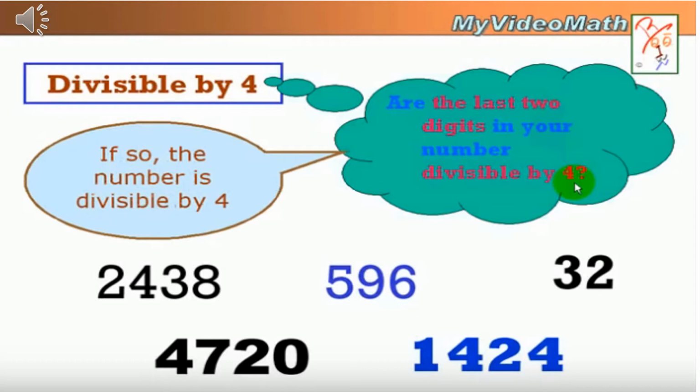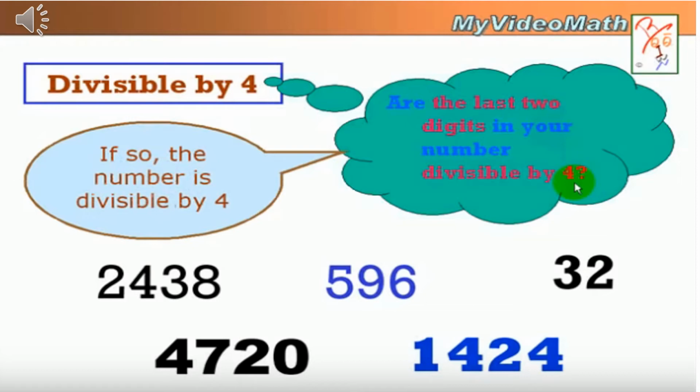Let's grab the second number, 1,424. I'm just going to grab the last two digits, which are 24. Is 24 a multiple of 4? Yes, it is. That's why 1,424 is divisible by 4. Let's do one more. Let's grab 4,720. You're going to grab the last two digits and it's going to be 20. Is 20 a multiple of 4? Yes, it is, because 4 times 5 is 20. Or if I divide 20 by 4, at the end it's going to give me a remainder of 0.